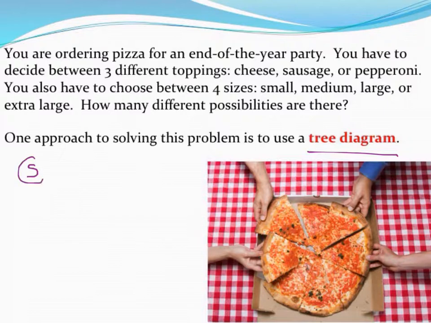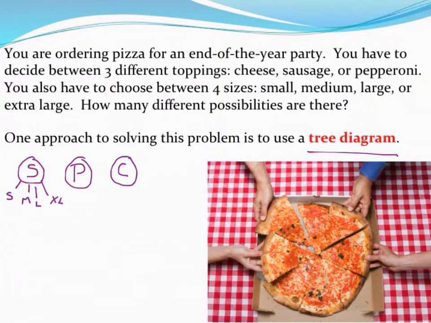I can choose a sausage pizza, I can choose a pepperoni pizza, or I could choose a cheese pizza. Once we've made that decision, then there are four more choices we can make. We could choose a sausage pizza and then choose a small, a medium, a large, or an extra large pizza. And so hence the name of a tree diagram, we're going to branch this off. If we had more choices to make, we could continue branching off from those.